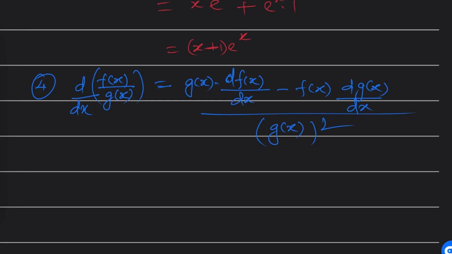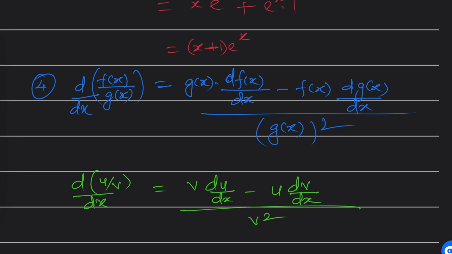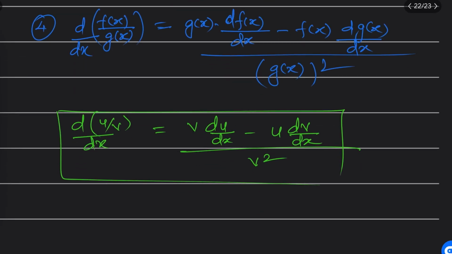Sir, differentiation of u by v form. What is this, sir? Keep v as it is, differentiation of u with respect to x, minus u as it is, differentiation of v with respect to x, divided by v square. Isn't it easy? Easy. The denominator will be the square of v, sir. Okay, you should keep this in mind. This is the rule, sir.